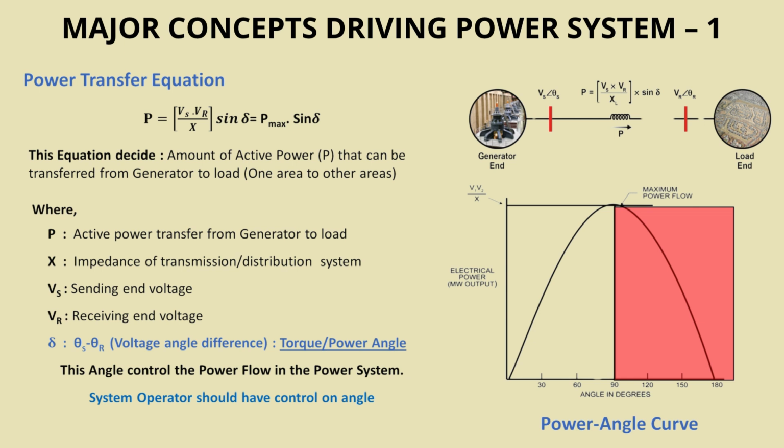But the critical part for stability is what happens after 90 degrees. Right, the curve drops off. It does. If the angle goes past 90 degrees, the power transfer capability actually decreases. And that's fundamentally unstable territory for traditional generators.